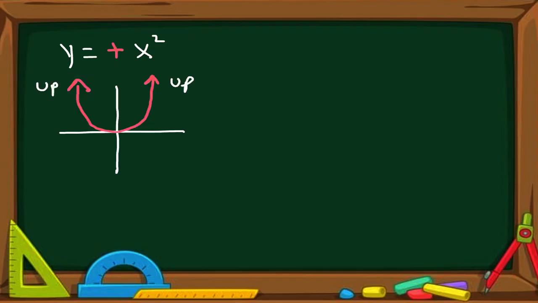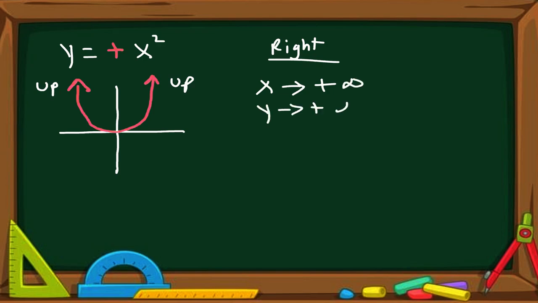Now, there's other ways in which you can describe the end behavior of this graph. On the right side, as x approaches positive infinity, y approaches positive infinity. So here's how you can visualize it. As you move towards the right along the x-axis, as you go towards positive infinity, the values along the y-axis are increasing. You're going up towards positive infinity on the y-axis.